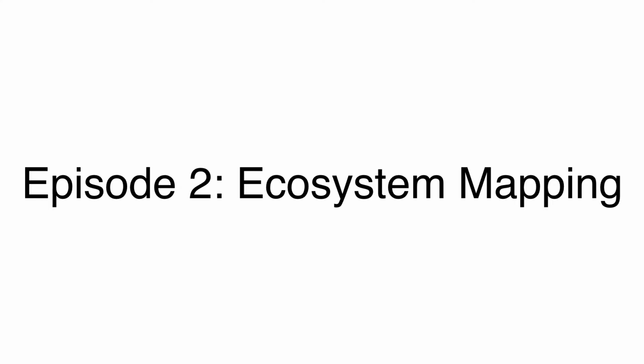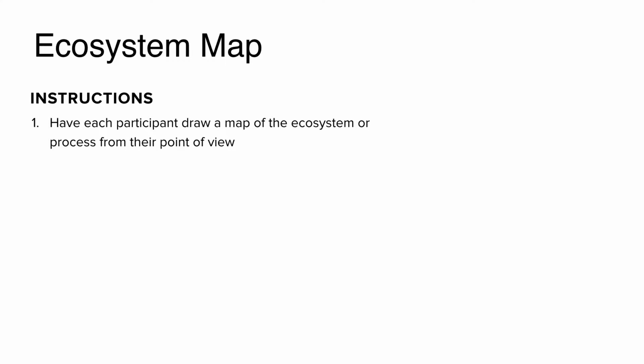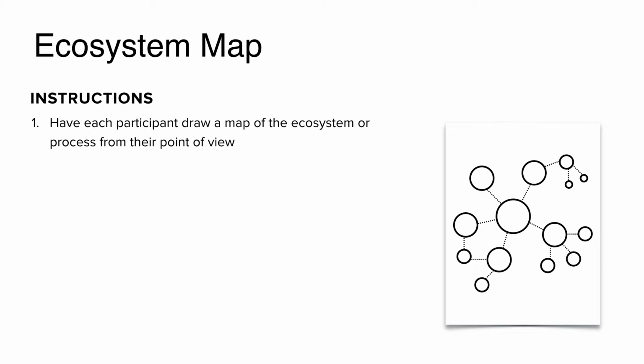To begin, have each participant draw a map of the ecosystem or process from their point of view. This typically looks like a bunch of circles or boxes that represent different teams with connecting arrows that represent some kind of relationship. Remind participants to focus on current state, not ideal state, when sketching out their maps.